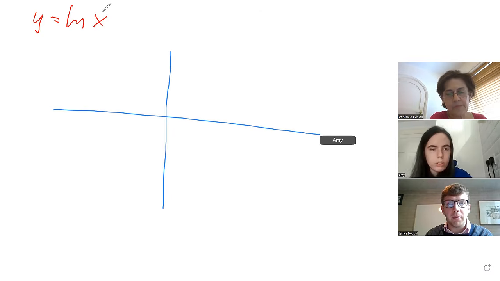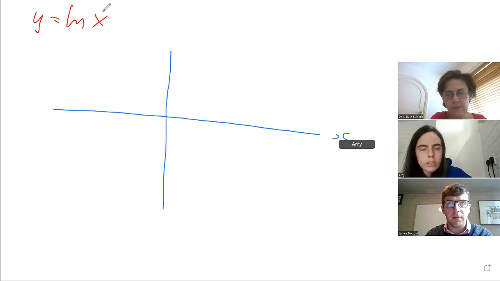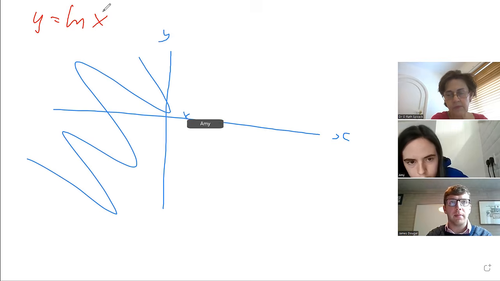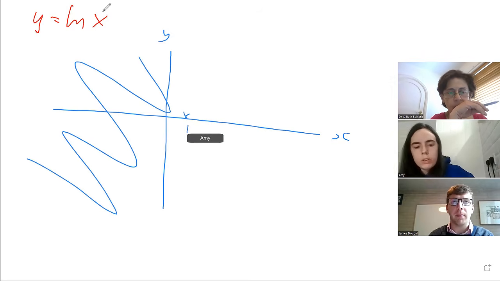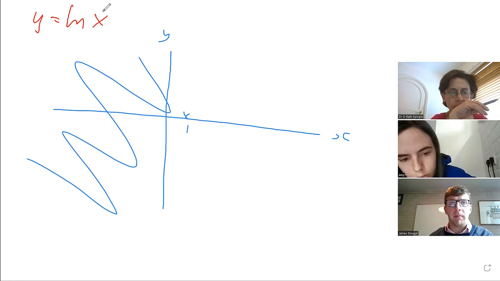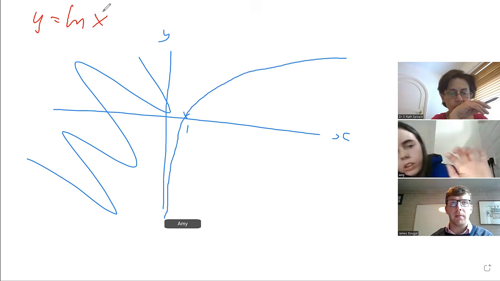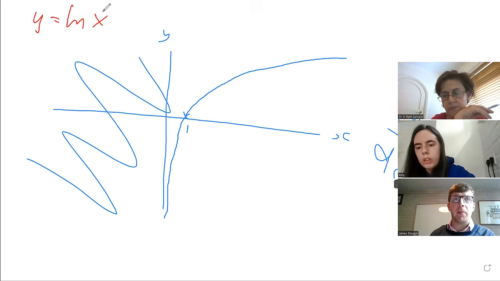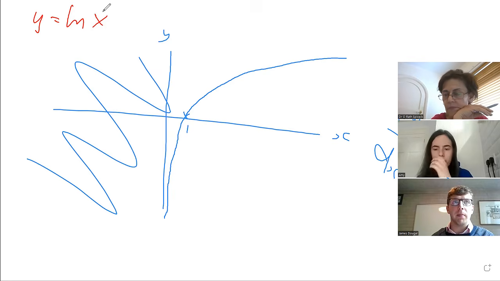Yep. So we know it doesn't exist for negative x, so we can ignore this section of the graph. It cuts the x-axis when x equals 1, because the natural log of 1 is 0. As x tends to 0, y goes off to negative infinity. And then it curves like that, because if we look at dy over dx, we get 1 over x. So as x gets bigger, the gradient gets smaller, so it gets shallower. Yeah, that's great.